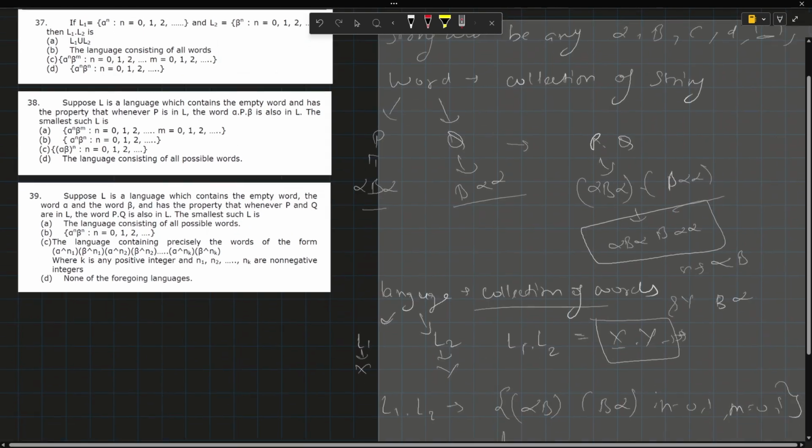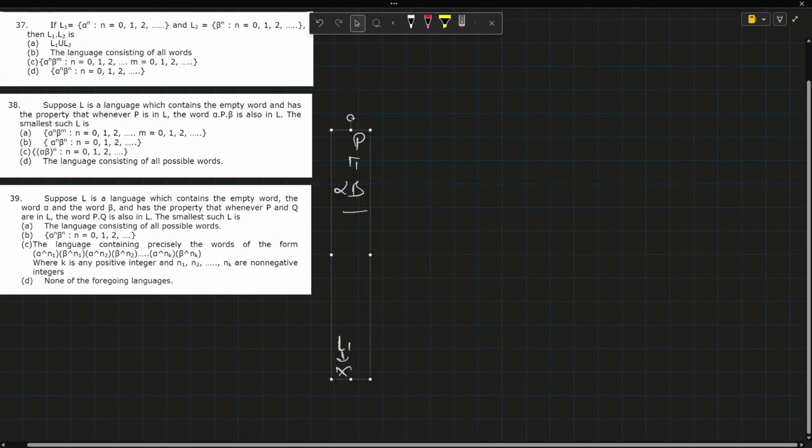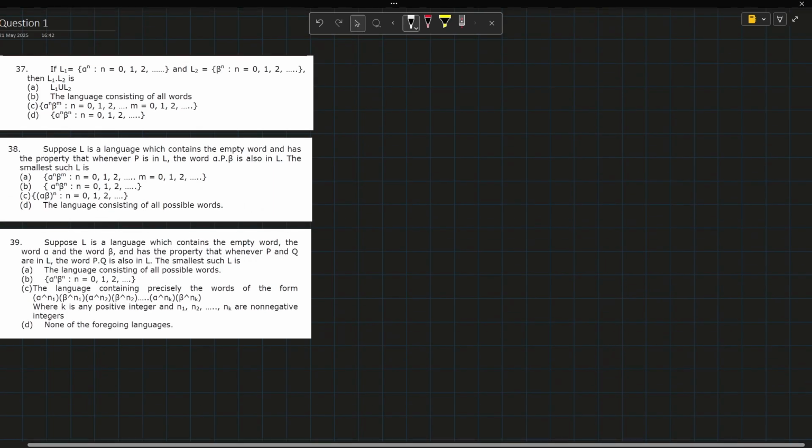Now let me read all of this. Now with the given definitions, we have been asked these three questions. For the first one, it's L1, which has a word defined as alpha power n, and for L2 it's beta power n. Now for L1 dot L2, what would it look like?